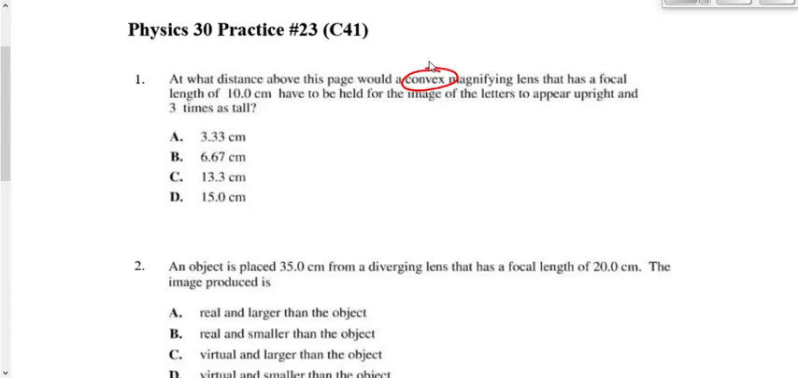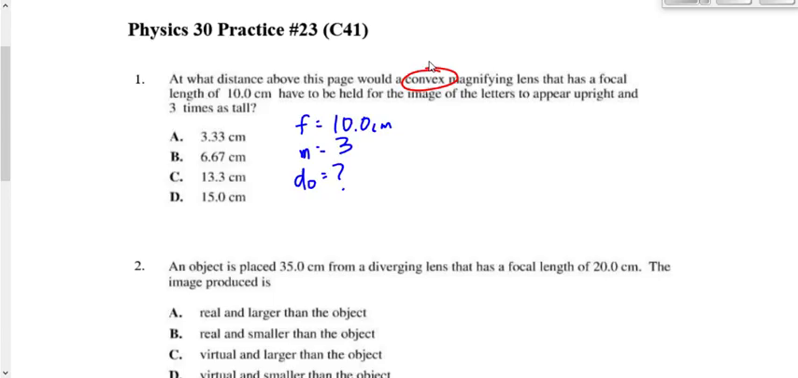The focal length is 10 centimeters. We want the image to appear upright and 3 times as tall. We're going to say F is 10. We're going to say M is 3. And what are we looking for here? At what distance above the page would the lens need to be held? If the page is our object, what we're trying to magnify, and we want to find the distance from that page to the lens, then we're looking for DO here, right? That makes sense?